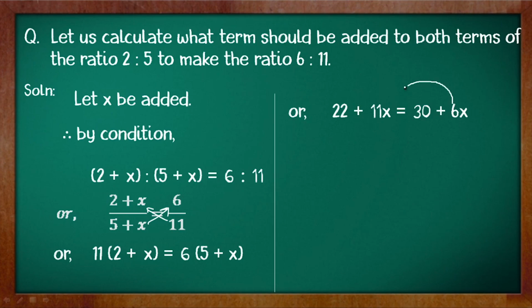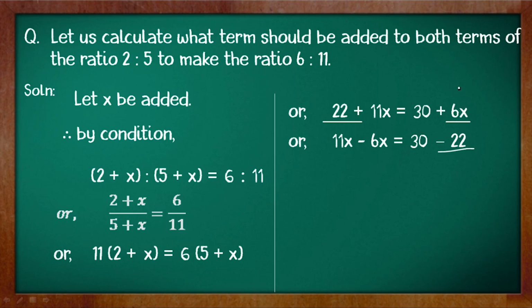Now we take the terms containing x on one side and the numbers on the other side. So we have 11x minus 6x equals 30 minus 22. The 22 is plus on the left, so taking it to the right hand side it becomes minus. The 6x is plus on the right hand side, so taking it to the left hand side it becomes minus 6x. So 11x minus 6x is 5x, and 30 minus 22 is 8. So 5x equals 8, and taking 5 to the other side, x equals 8 by 5.